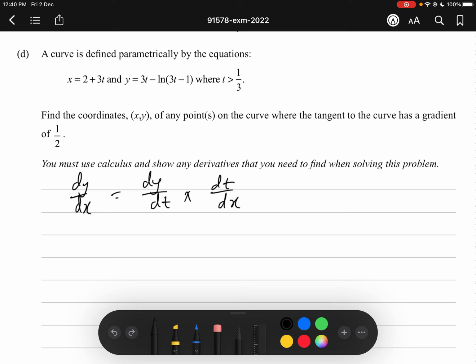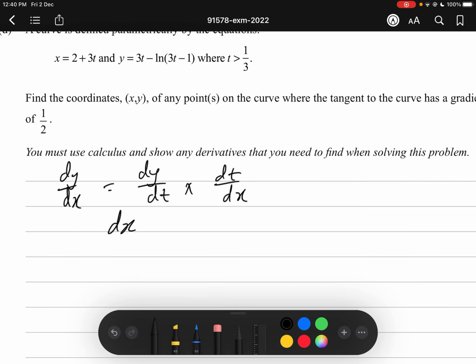That's pretty easy since we have two equations for x in terms of t and we have y in terms of t. So we can differentiate both of these equations with respect to t. And we can rearrange to find dy on dt and dx on dt. And we're going to multiply them together to get our equation for the tangent.